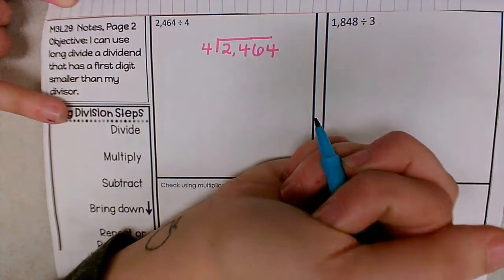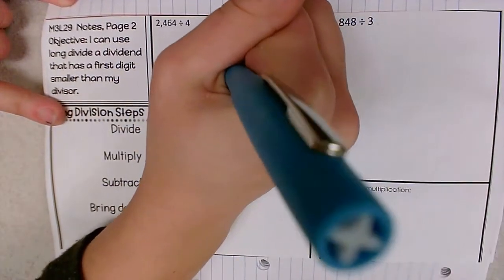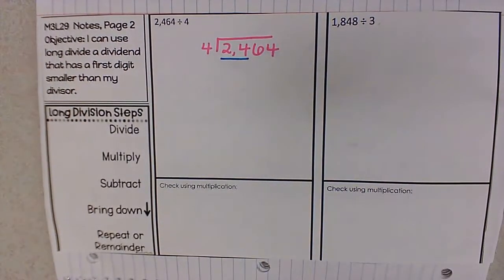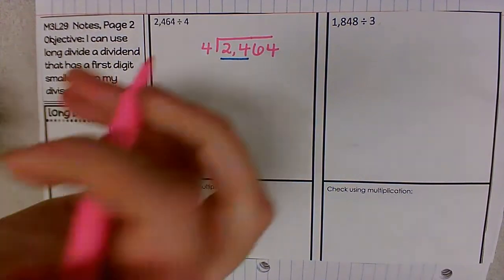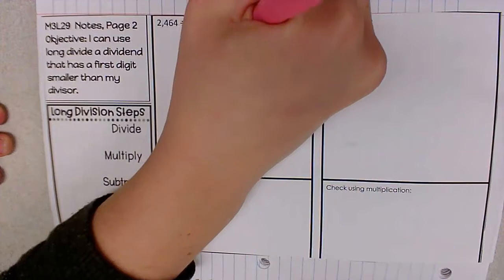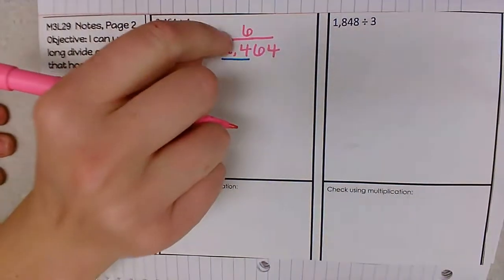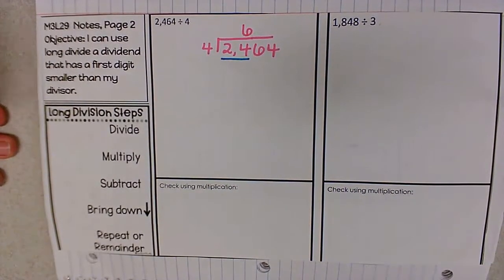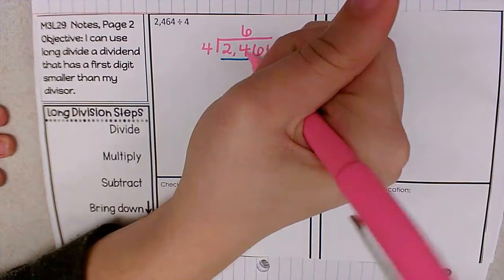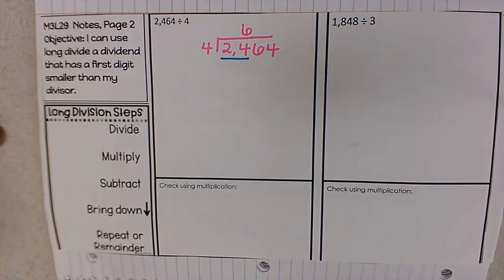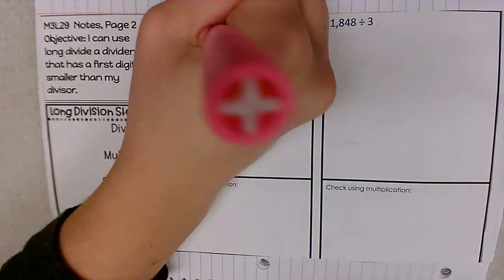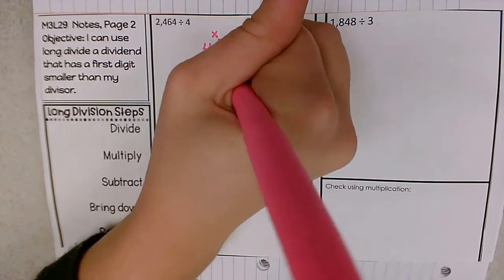So if this number is smaller than my divisor, then I'm going to look at the first 2 digits together. And I'm going to ask myself, what's 24 divided by 4? And that's 6. Remember to line that number up like you have a placeholder in front of it. We want it to line up with the second digit since we're using the first 2 digits instead of just the first one. Multiply. 4 times 6 is 24.